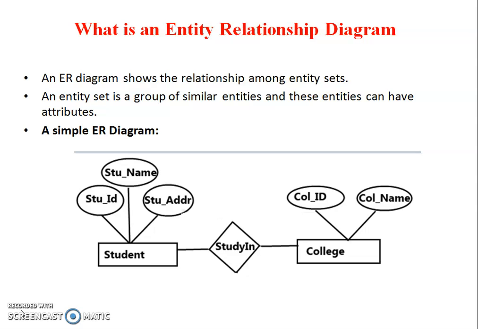This is a simple ER diagram. In this diagram, we have two entities, student and college, and their relationship. The relationship between student and college is many to one, as a college can have many students. However, a student can't study in multiple colleges at the same time. The student entity has attributes such as student ID, student name, and student address, and the college entity has college ID and college name. This is a simple diagram of an entity relationship.